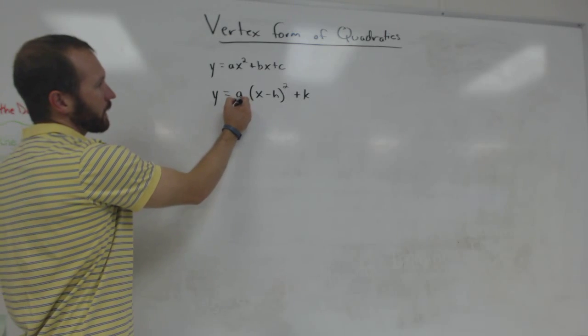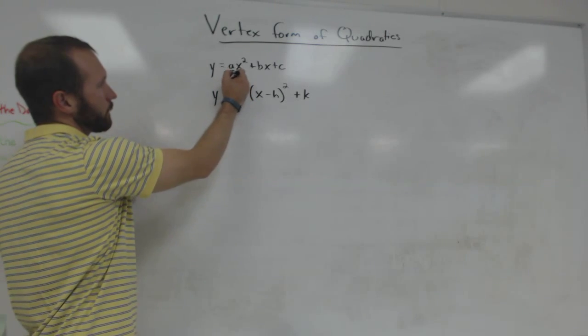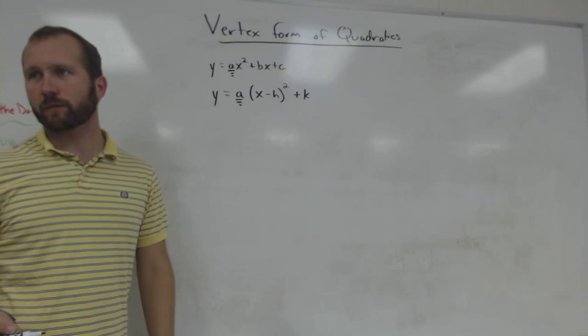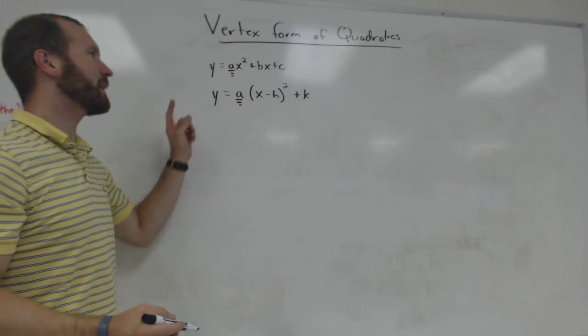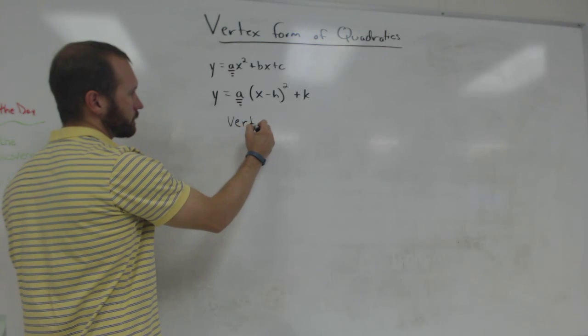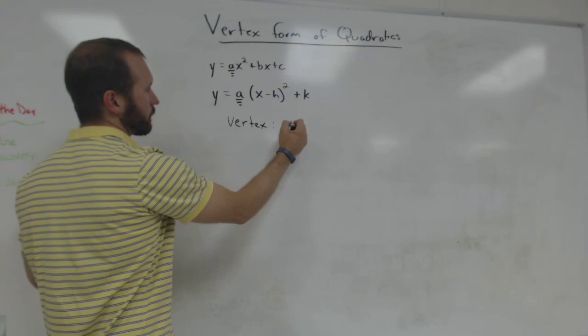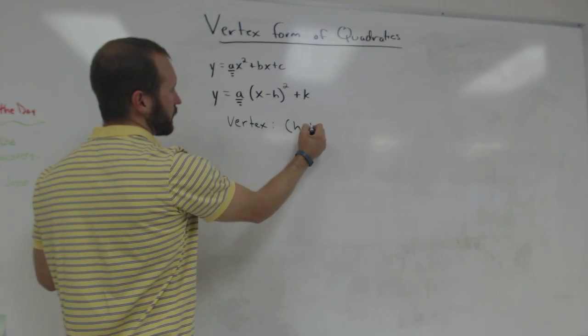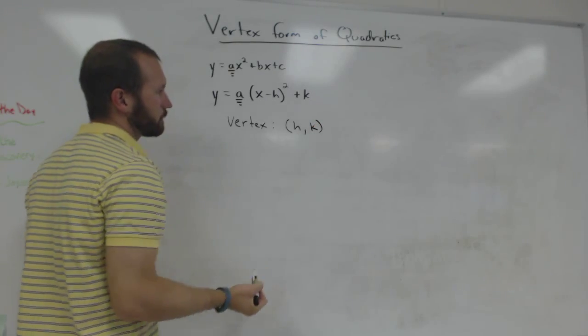So I want to point out two things. A is the same. And then the other thing is the vertex is h comma k.